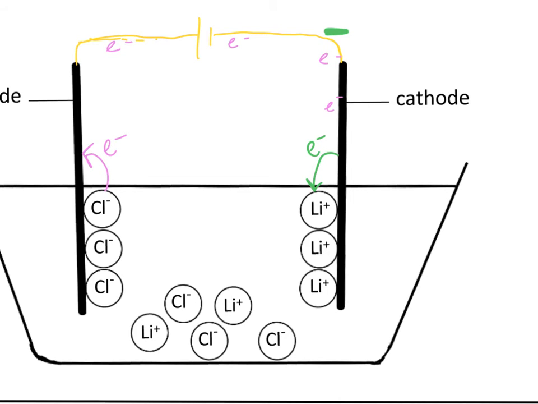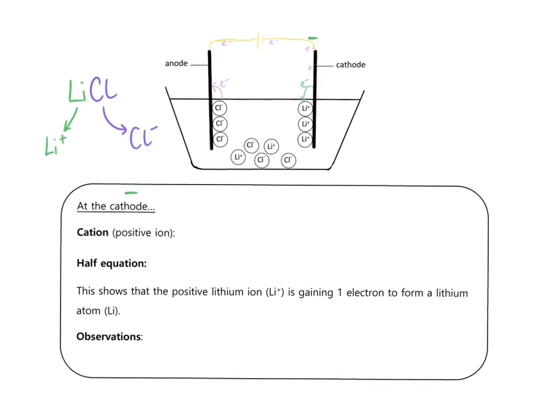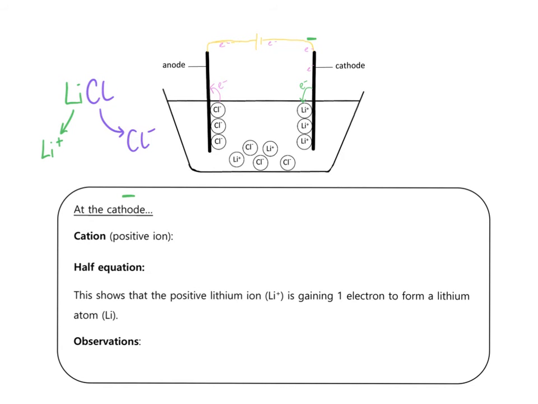So our metal ions are always attracted to the cathode. They will gain electrons to cancel out their positive charge and to become atoms. So let's have a look at our half equation. Our cation in question here is our lithium ion, Li+. Our half equation, well, we start with Li+. What does that need to do to become an atom? It needs to gain an electron. And where it's gain of electrons, the electron goes on the left-hand side of the equation.